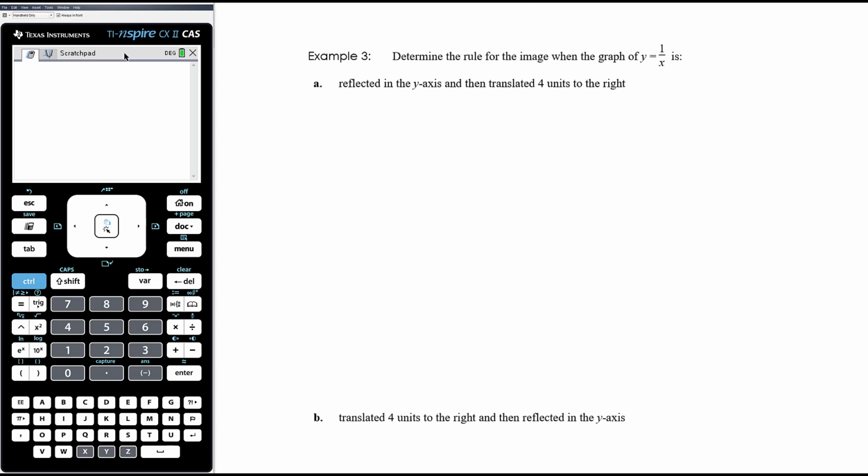Determine the rule for the image when the graph of y equals 1 on x is reflected in the y-axis and then translated 4 units to the right. Okay, so we want to build up what happens to the point. So if we start with a point xy, and the first thing we do is reflect it in the y-axis, we are going to make its x coordinate negative.